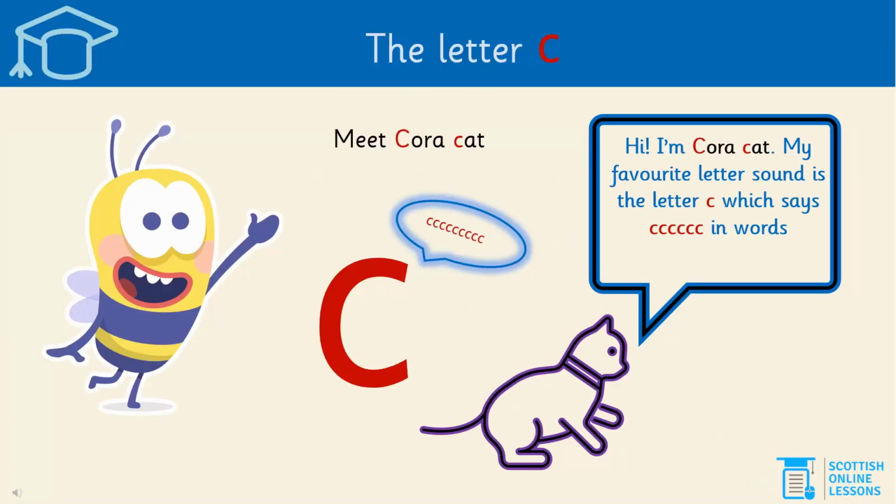Let's look at our new letter K. And I'd like you to meet Cora Cat. Now, Cora Cat's favourite letter sound is the letter K, which says k, k, k, k, k in words like Cora and cat. And you can see that letter K on your screen in red. And that's the letter that you're going to have to look out for, because every time you see that, I want you to be able to recognise that that's the letter sound K.